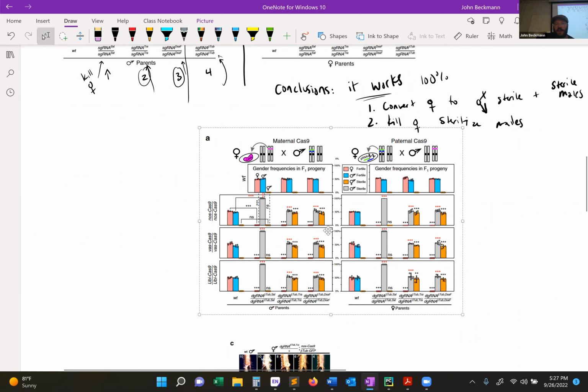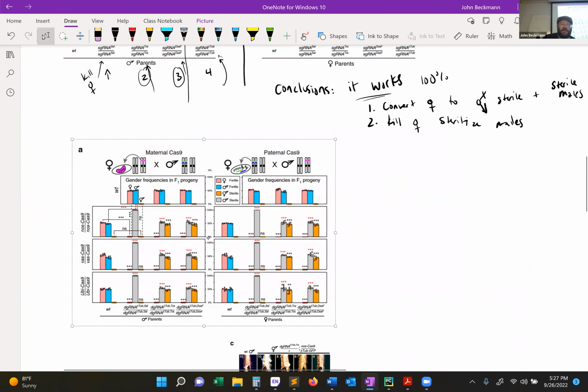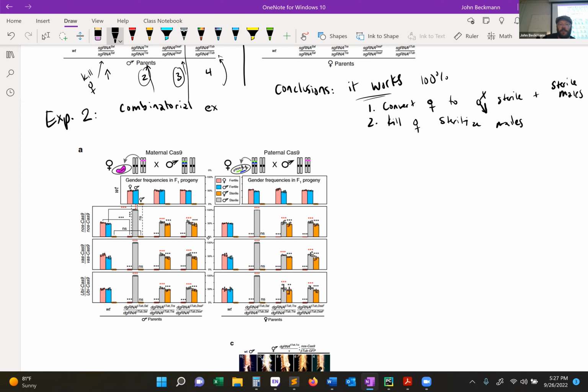Test 2. Here's the big figure from experiment 2. What are they doing in experiment 2? It looks very similar, but how is it different? They're doing a cross with both gRNAs, both guide RNAs. So they're doing a few different things. They're combining, it's a combinatorial experiment. And you're saying they're combining different guide RNAs.